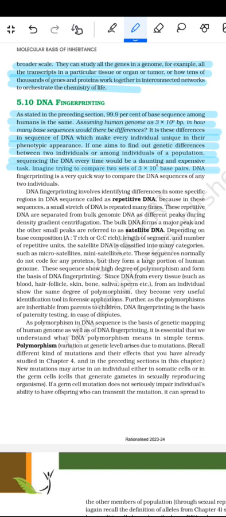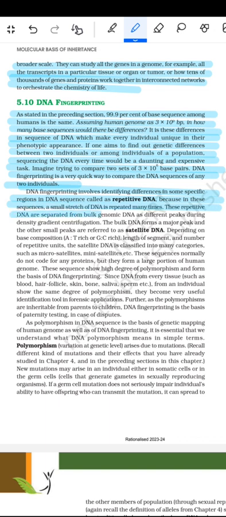Imagine trying to compare two sets of 3 × 10^9 base pairs. DNA fingerprinting is a very quick way to compare the DNA sequence of any two individuals. DNA fingerprinting involves identifying differences in some specific regions in the DNA sequence called repetitive DNA, because in this sequence a small stretch of DNA is repeated many times.